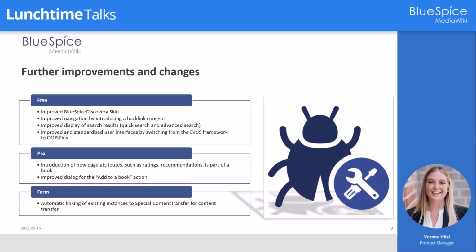In addition, we also took a look at the search result. We received a feature request here, and we thought that it might be a good idea to also improve the design, or the display, a little bit. The improvement has been done for the quick search as well as for the advanced search. The search results are now displayed more readable, and it's more clearly stated in which namespace, for example, a page is, which also improves the usability here.